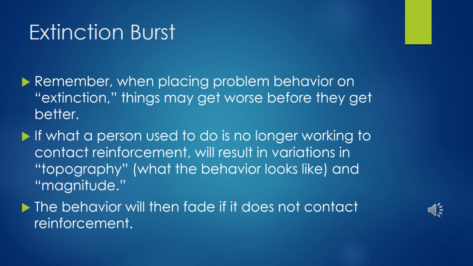So that changes the topography, what your behavior looks like. You're not just pressing a button anymore. Now you're pressing it harder and tapping the remote control. Then if those things don't work, you eventually give up and you go find the batteries to replace the batteries in the remote control. So that's a little extinction burst that happens to all of us in everyday life, and problem behavior follows the same patterns.